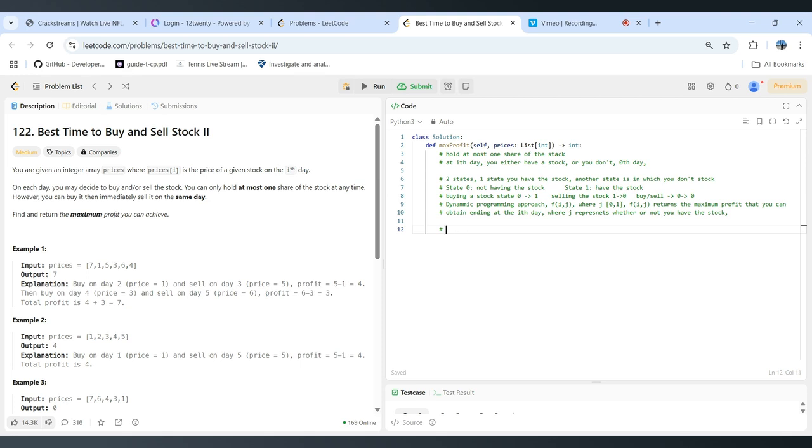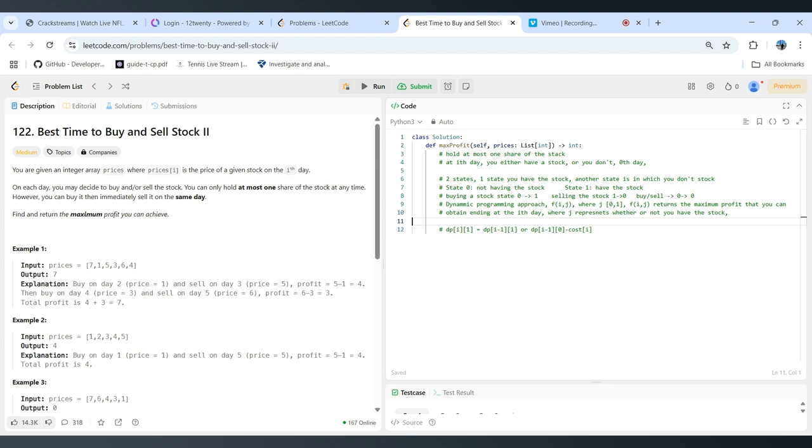And we can say, for example, if we consider dp[i][j] is equal to max, let's just, for example, consider the state of having the stock. The only way you can have the stock is if you buy it, right? So you either already have it, which is equal to dp[i-1][1], or dp[i-1][0] minus the cost of the stock, so it's cost[i], right?